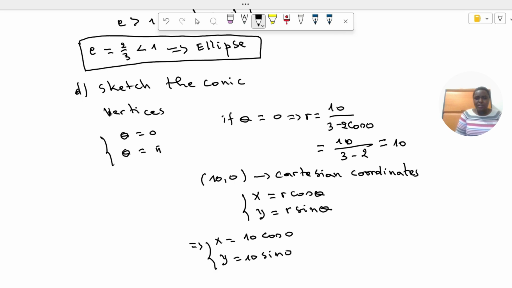So we will have cosine of 0 is equal to 1, so x is equal to 10, and y will be equal to sine of 0 is equal to 0. 10 times 0 is equal to 0. So we have 10, 0. So we get the point 10, 0 in Cartesian coordinates too.